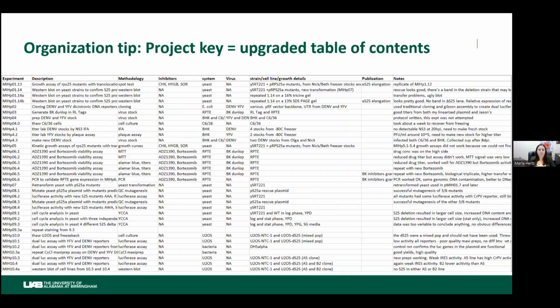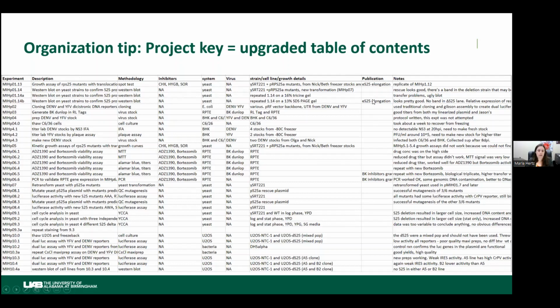The other thing that I love to use metadata for is upgrading your table of contents. So this is a screenshot of a part of one of my table of contents. And so what I would do is for each experiment that I did, I got a unique ID number or code. I would write a very short description of what was going on in that project, and then some keywords into the methodology, inhibitor, what system was being used, etc. And so that way this table was searchable and I could find all of the experiments where I used a certain virus or all the experiments that belong to a certain publication or maybe a grant submission.